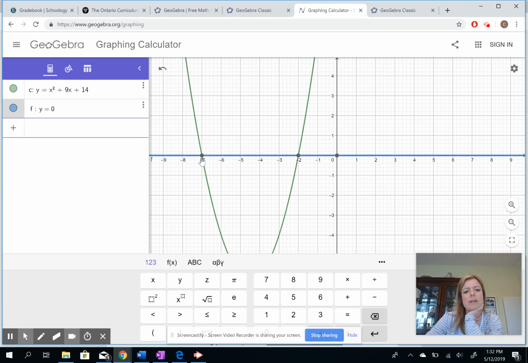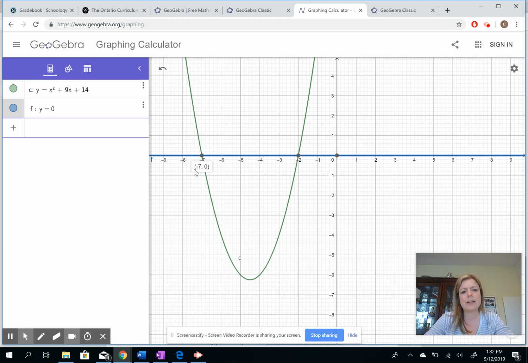And notice that GeoGebra instantly gives me these points of intersection. So if I click here, it gives me -7, 0, and -2, 0. So the graphing calculator can do that.